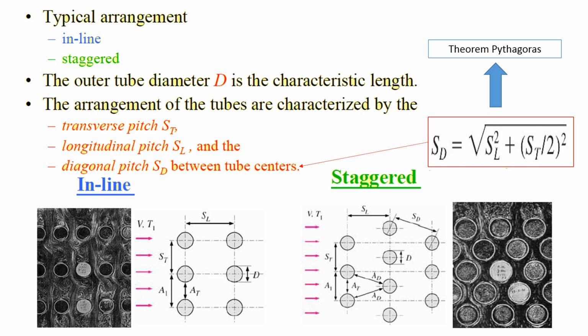For these two cases, the arrangement of the tubes is characterized by three parameters: the transverse pitch ST, the longitudinal pitch SL, and the diagonal pitch SD. Based on the figure, you can see where ST is for inline and staggered, and SL for both cases also. The diagonal pitch only appears in the staggered case, where we can calculate the distance SD from the Pythagorean theorem.